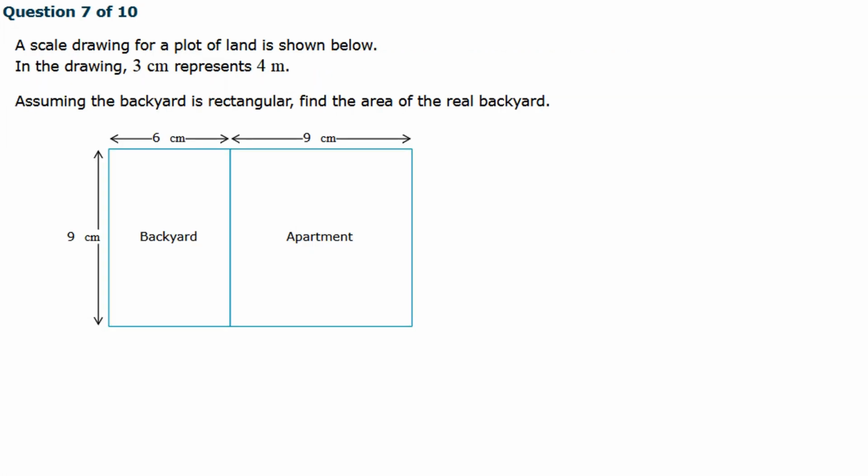Alright, question 7, we have a scale drawing for a plot of land is shown. In the drawing, 3 centimeters represents 4 meters. Assuming the backyard is rectangular, find the area of the real backyard. Remember, our scale factor is right here. 3 centimeters represents 4 meters.